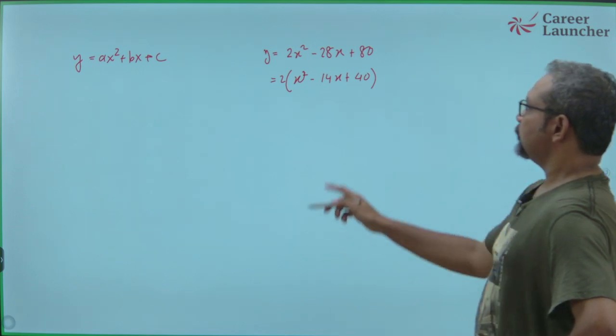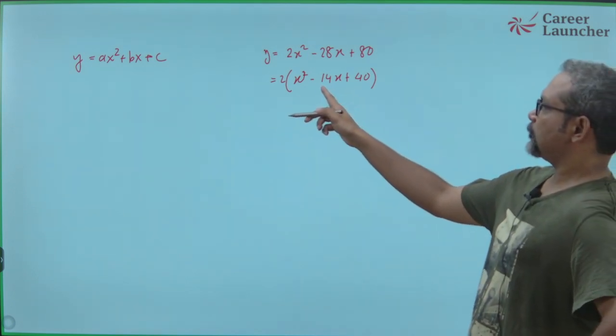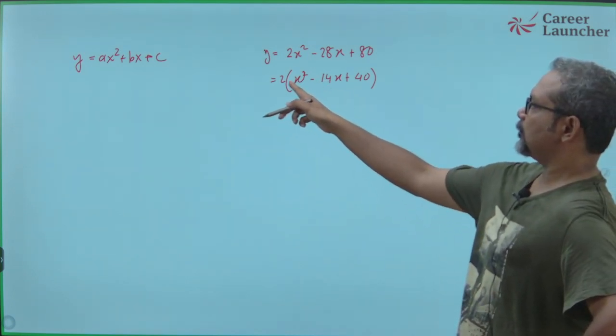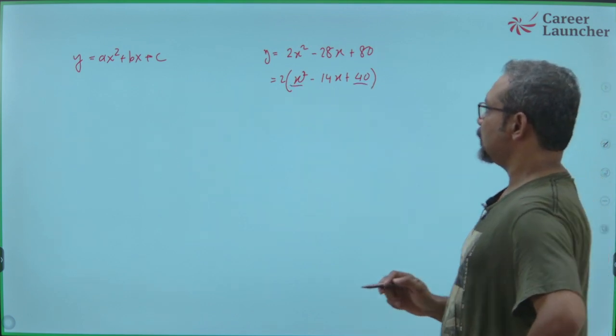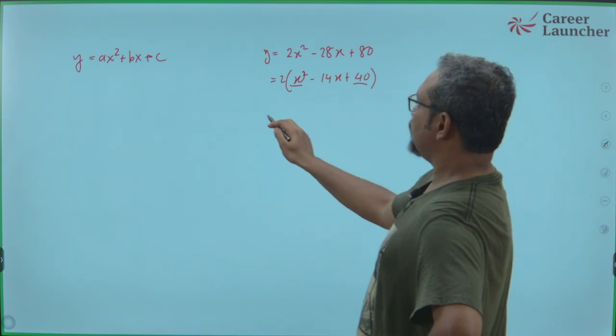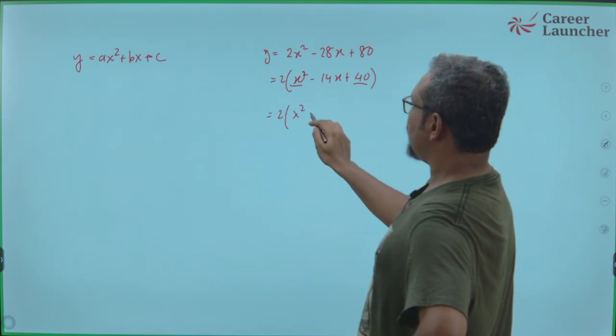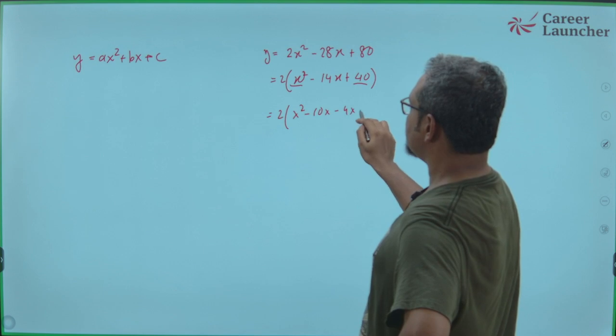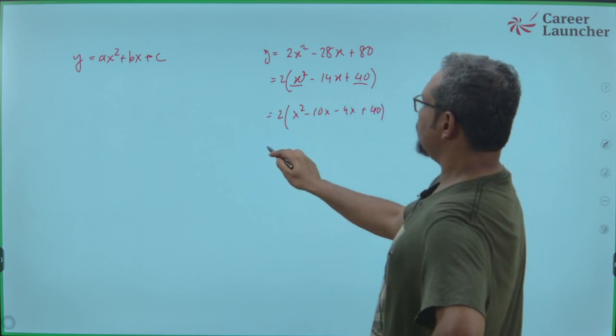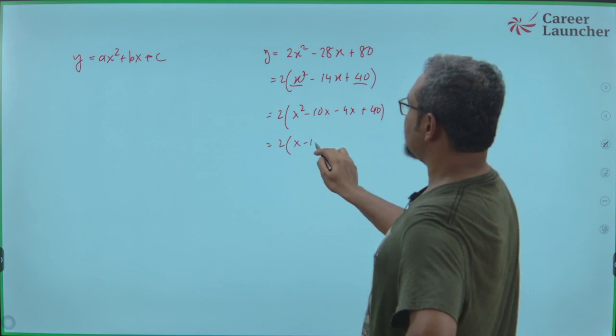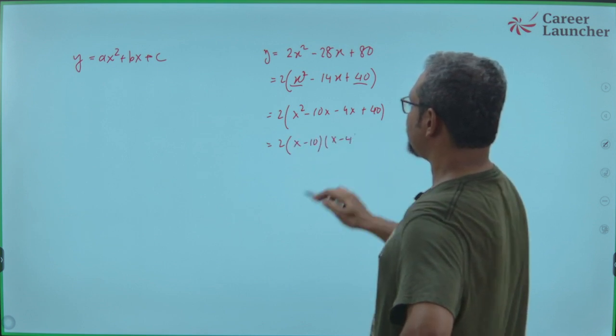So now we'll split the 14 in such a way that the product of the two terms will be equal to the product of the first term and the last term, okay. So obviously it would be negative 10 and negative 4. So x squared minus 10x minus 4x plus 40. And finally this gets factorized as x minus 10 times x minus 4.